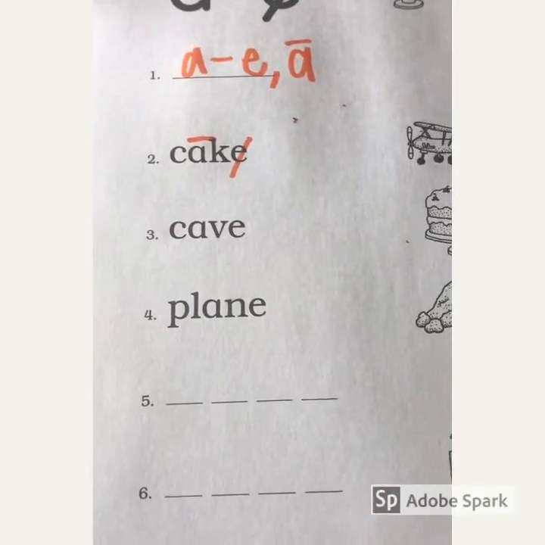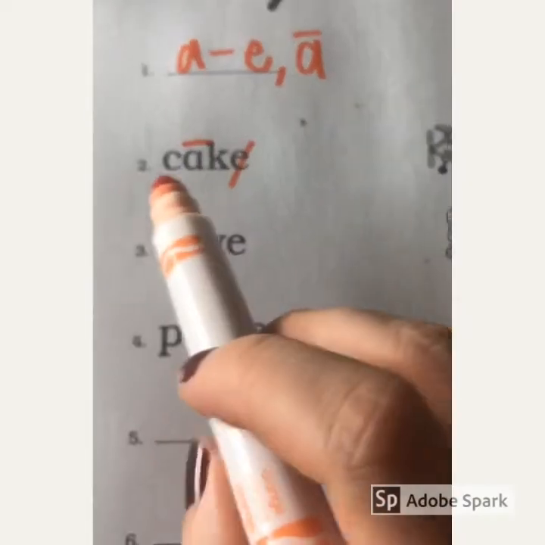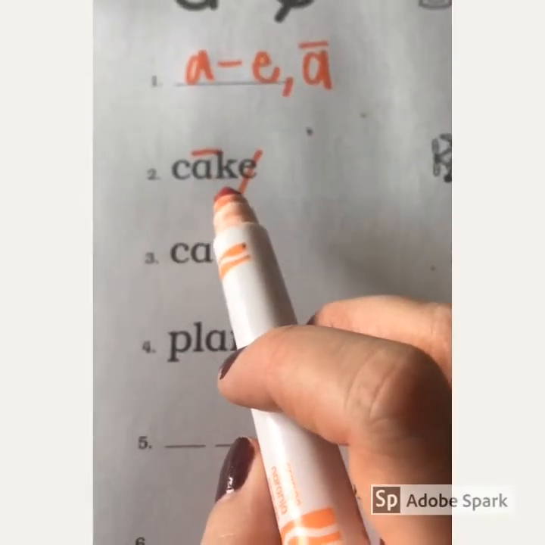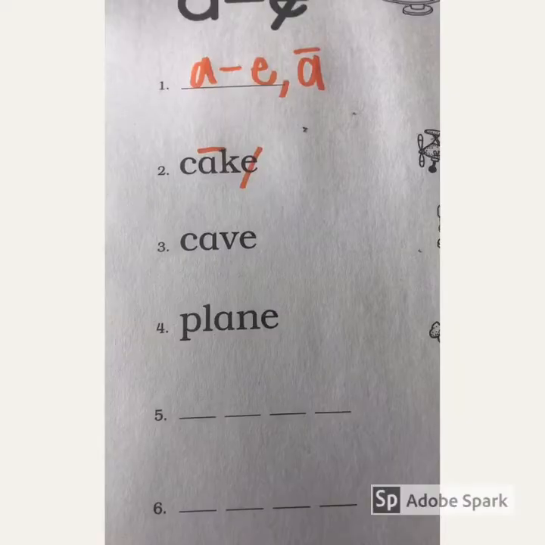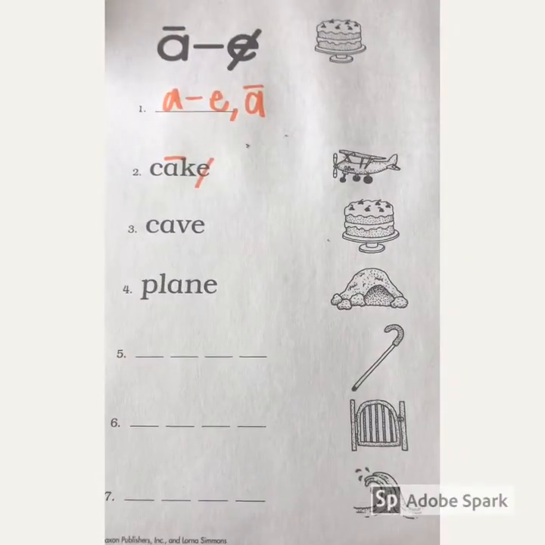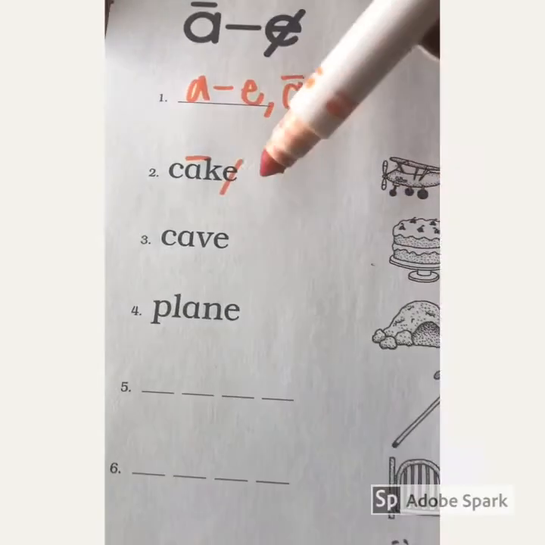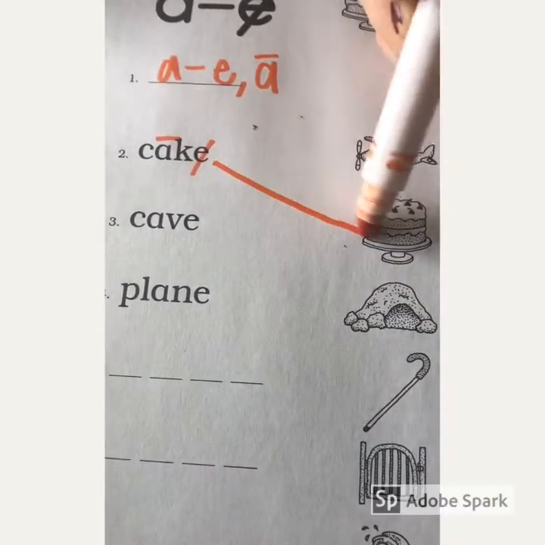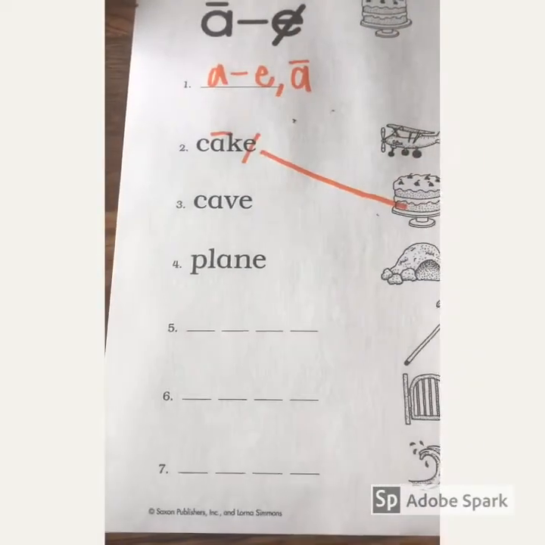Now let's try to read this word. Ready? Cake. Cake. Can you find the picture of a cake and draw a line to it? Awesome.